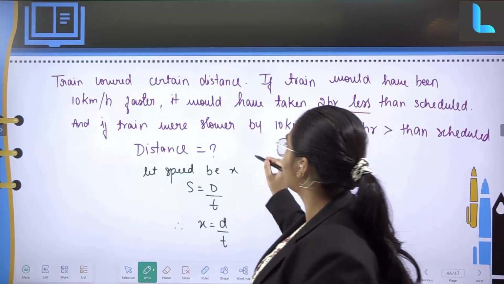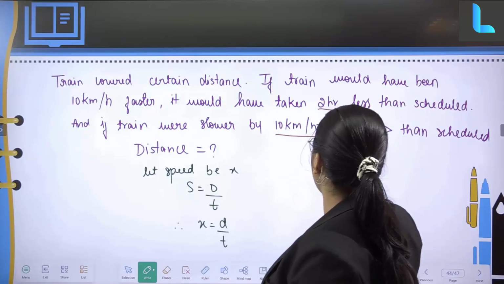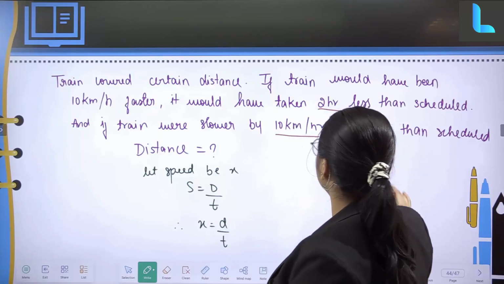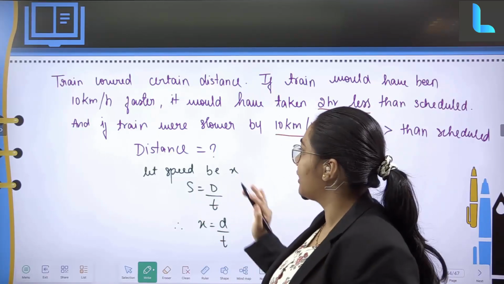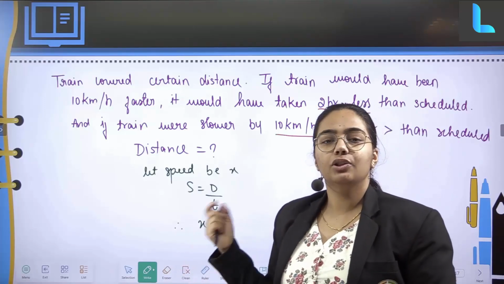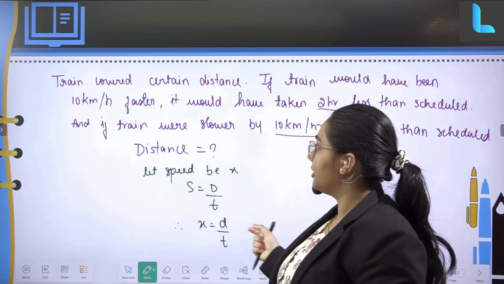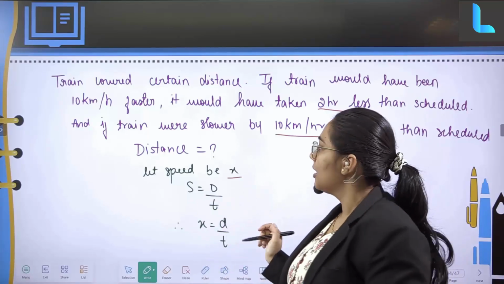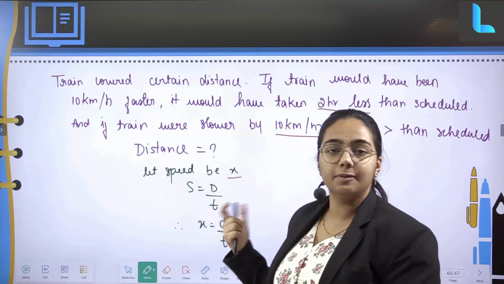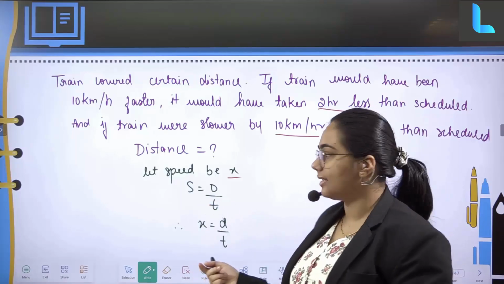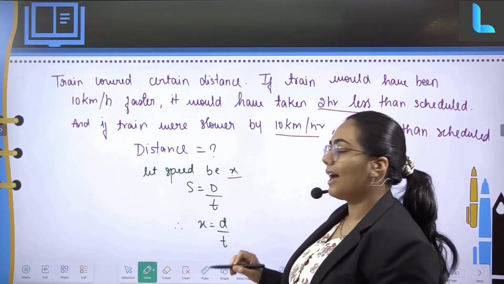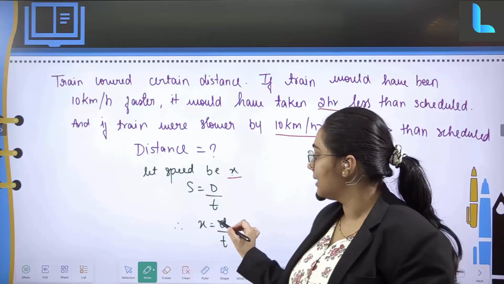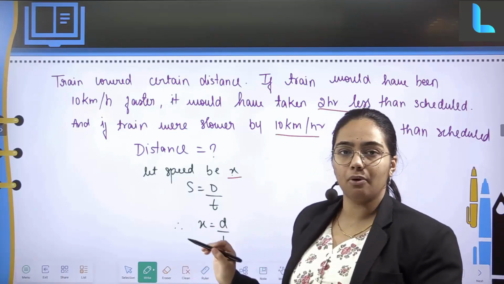And if it was slower by 10 kilometer per hour, it would have taken 3 hours more than the scheduled time. So what is the distance which is covered? This is what you have to find out. First and foremost, let's consider the speed to be x. Now what is the speed formula? Speed is equal to distance upon time. So speed I have already considered as x. So x is equal to d upon t.